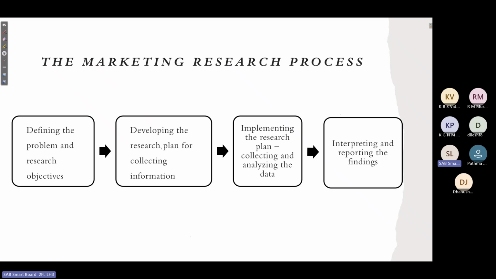So the process starts with defining the problem and research objectives, developing the research plan for collecting information, implementing the research plan, collecting and analyzing the data, and interpreting and reporting the findings. I will explain this one by one. So before that, let's watch this video.